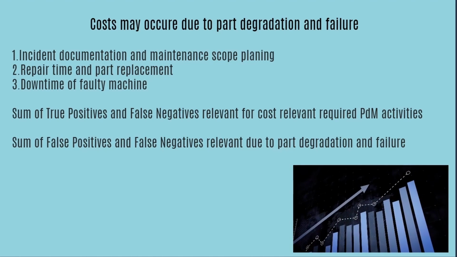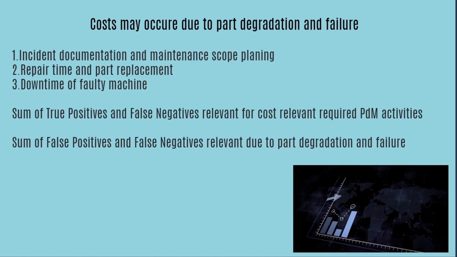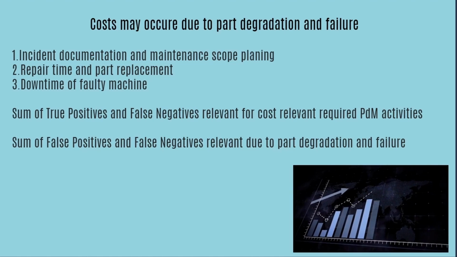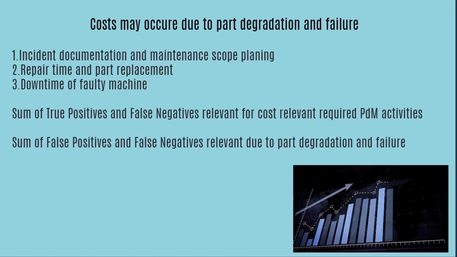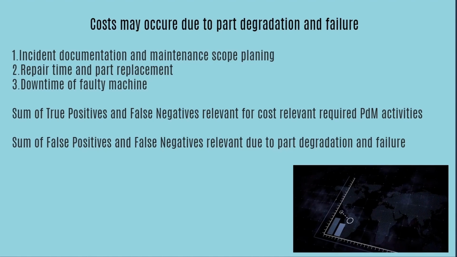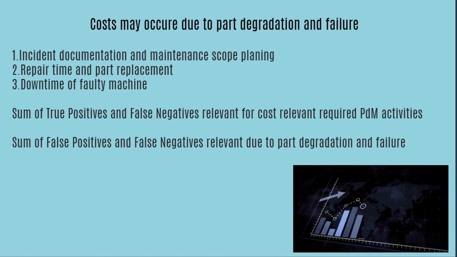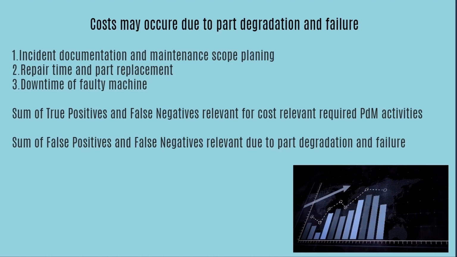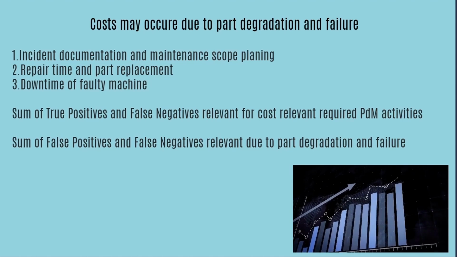Having a look at the confusion matrix, for reactive maintenance activities the sum of true positives and false negatives is relevant. For predictive maintenance activities, the sum of false positives and false negatives is relevant, in case healthy machines are falsely classified as faulty, which results in additional costs through repair time and part replacement.